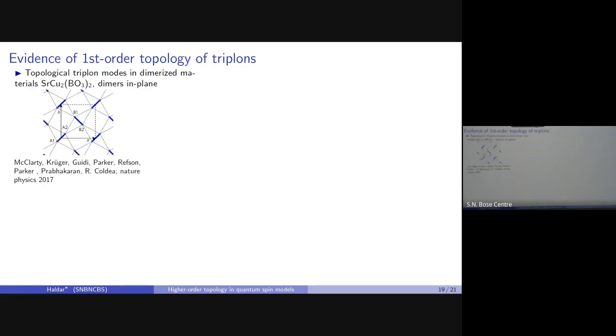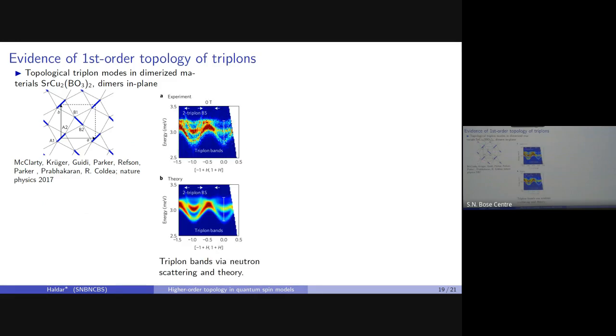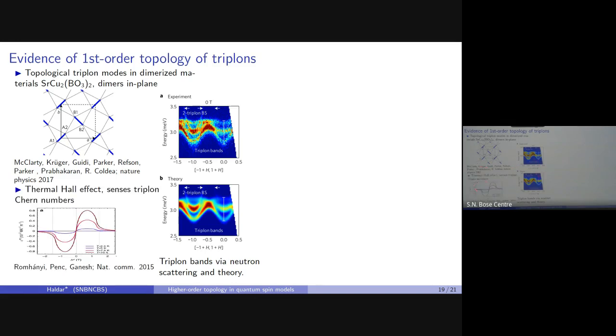These are some papers. For example, this famous compound, strontium copper borate, people have argued that the triplons of this compound can show higher order topology in the form of thermal Hall effect. But nobody has been able to measure the thermal Hall effect in triplons, not in magnons, by the way, in triplons. And the only evidence that they gave is that the experimentally observed triplon bands look very similar to the ones theoretically calculated. And since these theoretically calculated bands also show topology, these experimental systems should in fact show topology, but we cannot measure it. So this is the best evidence that we have.